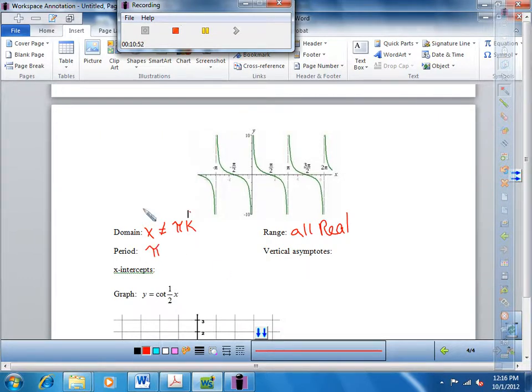The vertical asymptotes are the same as the domain with an equal sign. x equals pi k. And the x-intercepts are here, here, here. So it kind of flips from what tangent had. So the x-intercepts are pi over 2 plus pi k, where k is an integer.